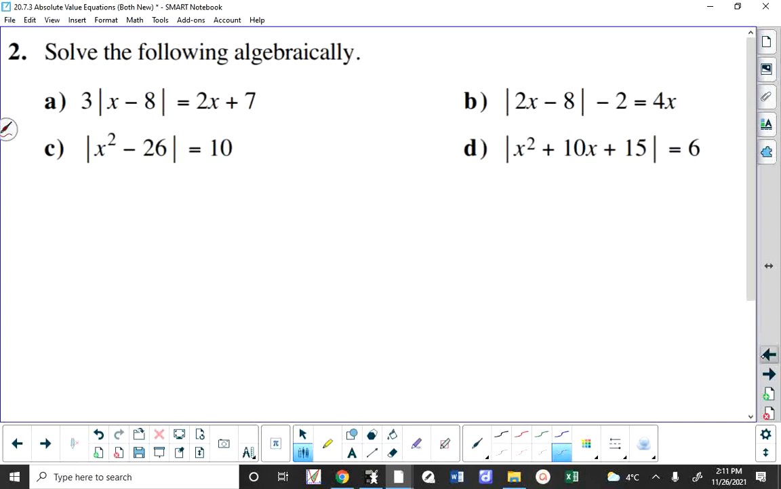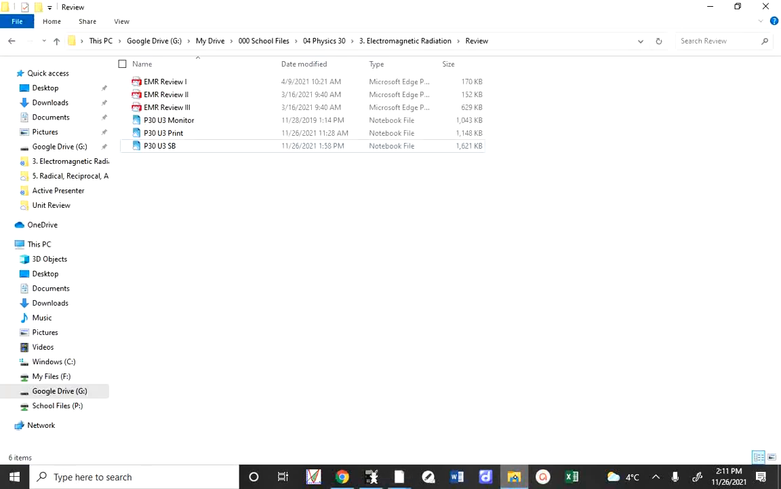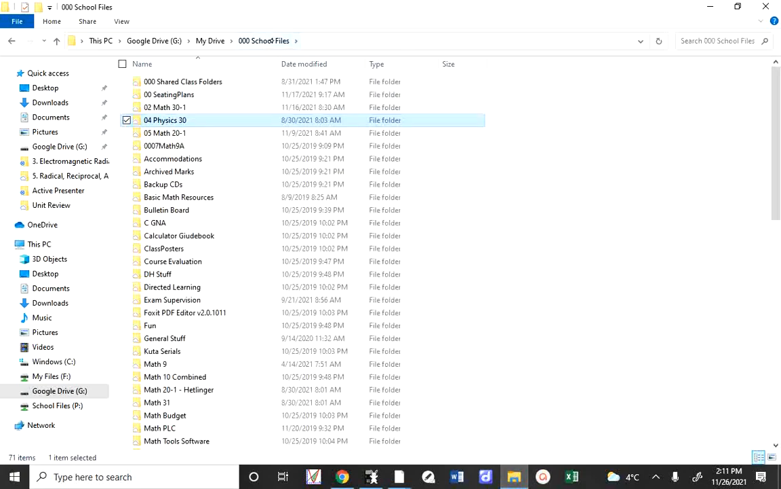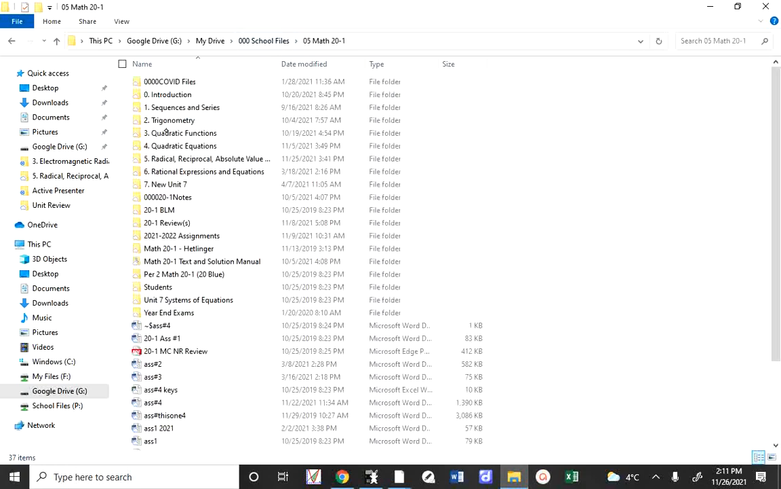Is there a challenge question? Oh, has it got two absolute values? Okay. Yeah, why not? Let me pull that up. Are there any quadratics in there? Okay.